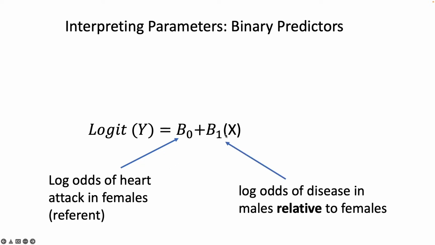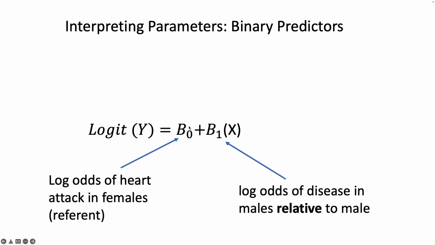And beta 1 here, that's the money coefficient, that's the important one. That's the log odds of disease in males relative to females, and that can be exponentiated to the odds ratio, which is a really important measure of effect in epidemiology. I'm hoping to do a video on how to derive why that's the odds ratio in logistic regression, but I'm going to do that in another video.